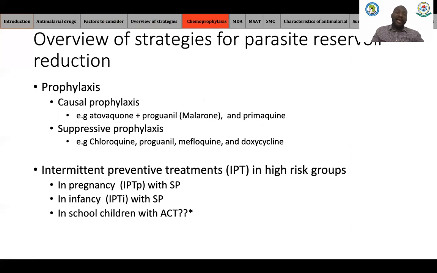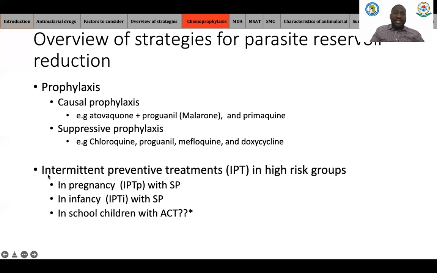And this means that once a person leaves the endemic country, they can stop taking the medication, while suppressive chemoprophylaxis drugs like chloroquine, proguanil, mefloquine, doxycycline need to be used at least 10 days before and continue up to 14 days after someone has left the endemic country, to make sure that if the parasites were in the liver, they don't get into the circulation.